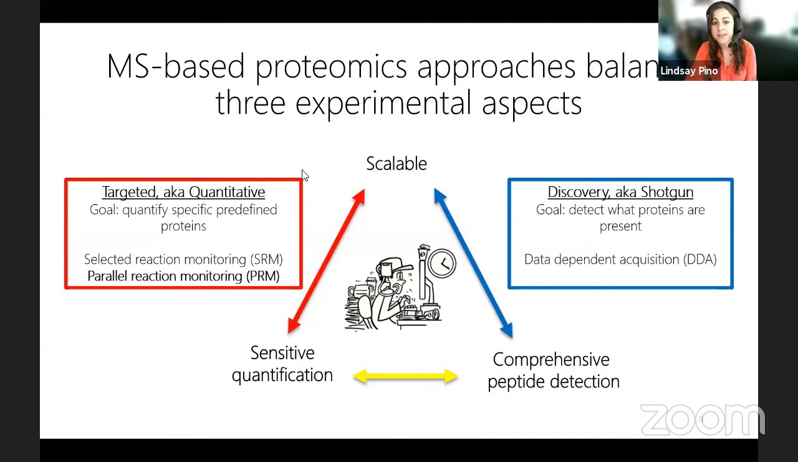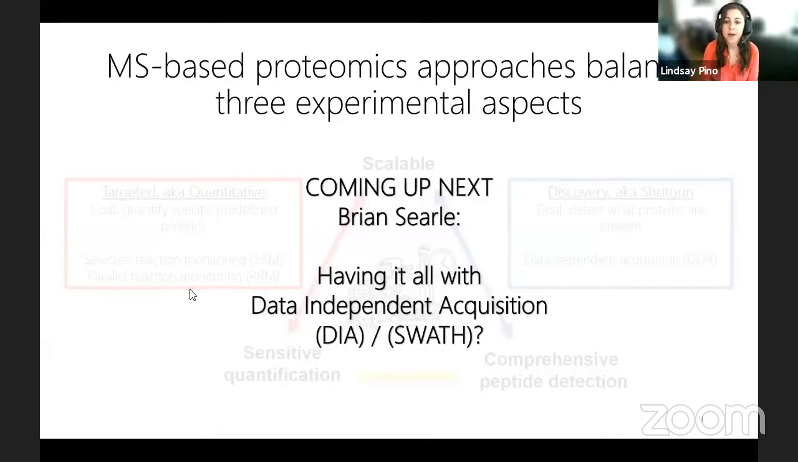And in these methods, they're also very scalable. You can run lots of samples, and you also get very sensitive quantification. What you're sacrificing is, at least in the past, how many of those peptides you're able to measure. So in this talk, we're going to be focusing mostly on parallel reaction monitoring and how to build a targeted or quantitative proteomics method for parallel reaction monitoring mass spectrometry. But coming up next after this talk, Brian Searle is going to be talking about data independent acquisition, sometimes also called SWATH. And this is kind of the latest, greatest emerging technology in mass spectrometry that everyone in the community is kind of excited about because it promises to bring all three of these things together.